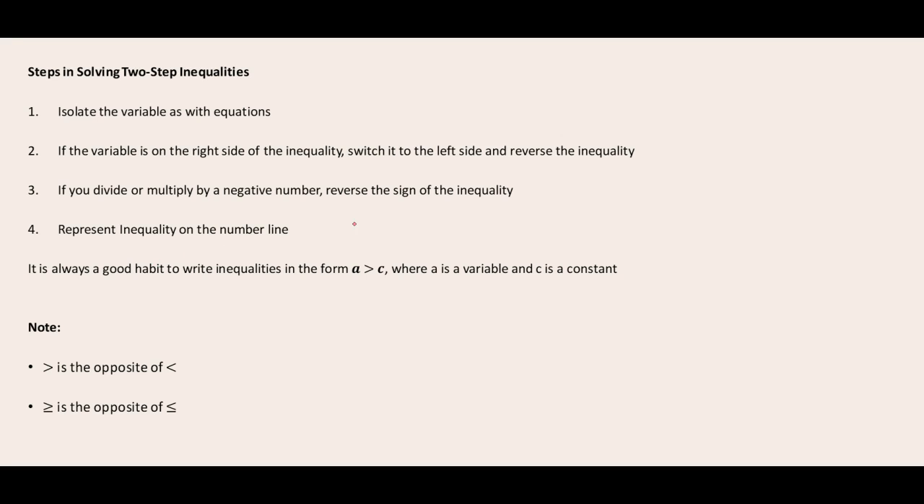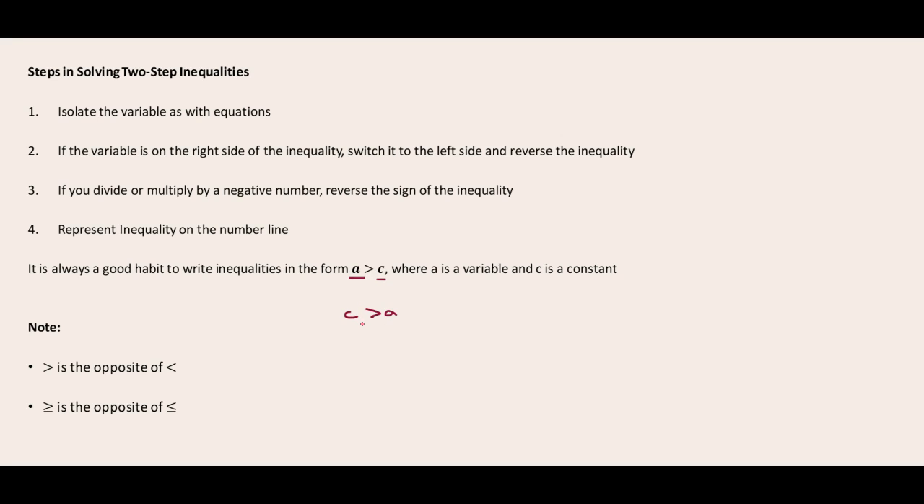and the constant. If your variable is a and your constant is c, and the variable is on the left side of the inequality and your constant is on the right side, you can leave the answer that way. But if your variable is on the right side and your constant is on the left side, you want to switch them around and then you're going to change the sign.